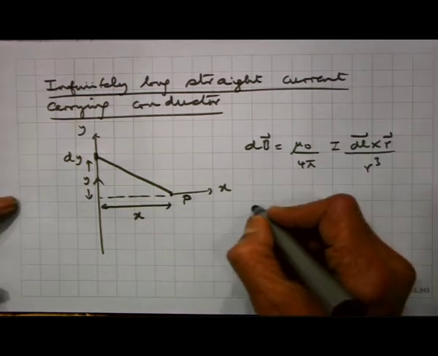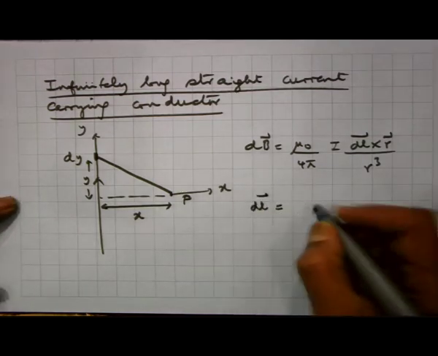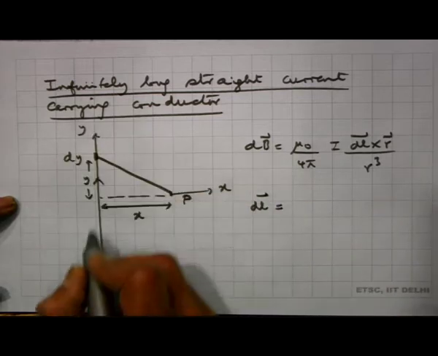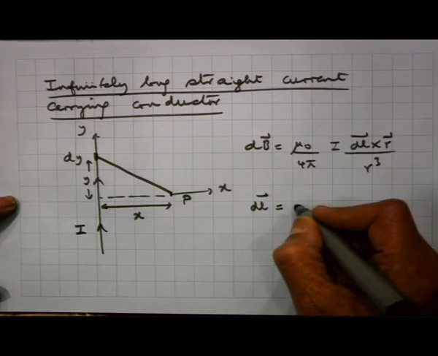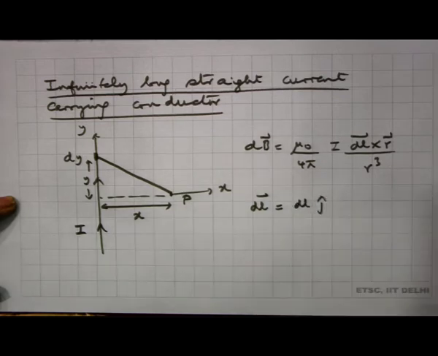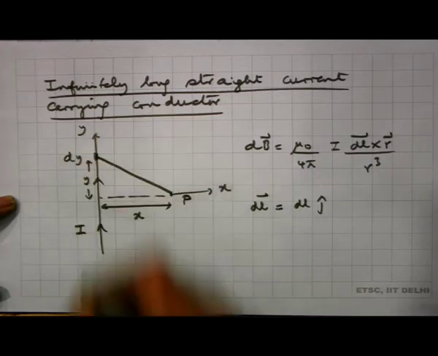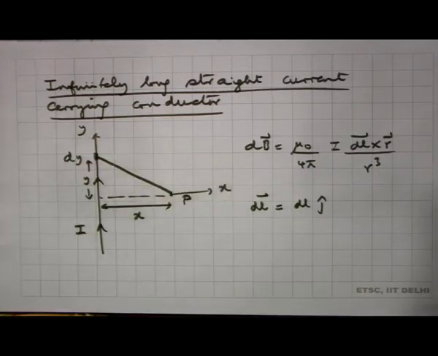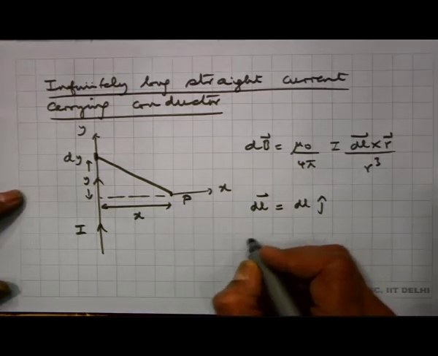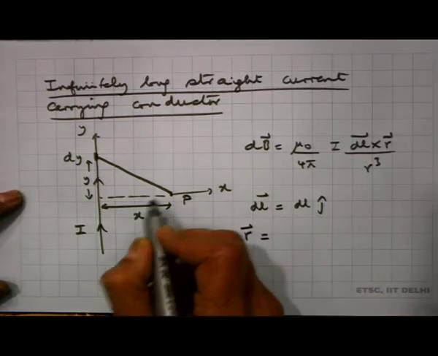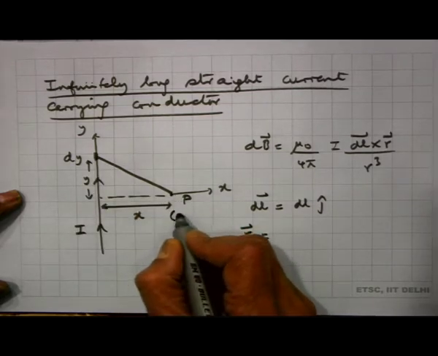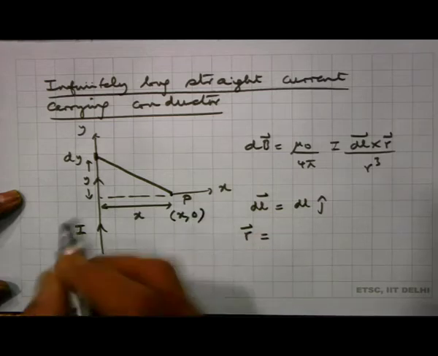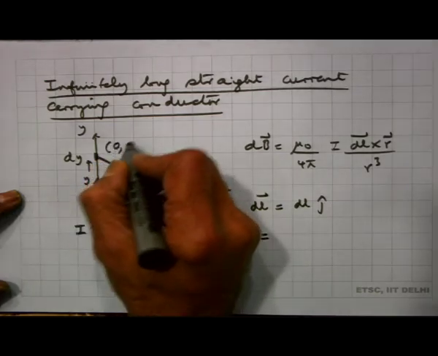Now, you see here that dl vector is always along the y direction, the current is flowing like this, I am assuming current is flowing along the y direction. So, dl vector is dl times j cap. So, all current elements wherever you take along the straight path of the current, it is always dl times j cap, and r vector is equal to the coordinate of this point minus coordinate of this point. So, this point has coordinates x and 0 and this point has coordinates 0 y.